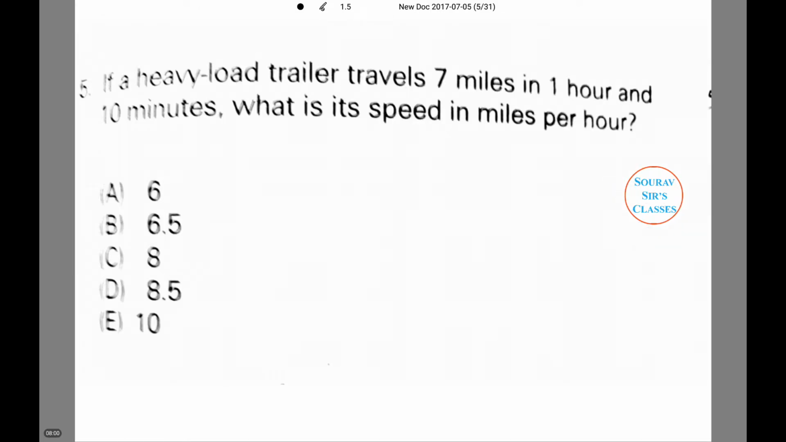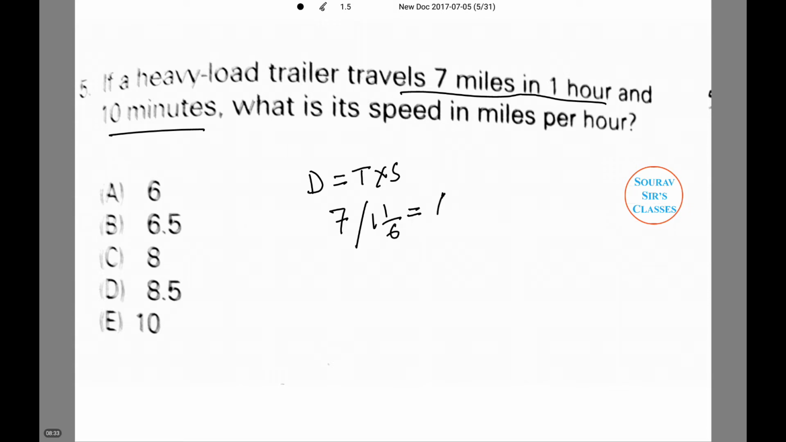Now next we have a question on speed, distance and time. We are given that the loaded trailer travels 7 miles in 1 hour and 10 minutes. Therefore we know distance equals rate into time, that is speed into time. Thus any problem with terms like speed or miles per hour can be typically solved by dividing 7 by 1 by 6, which is 1 hour and 10 minutes written as a mixed number, and this equals 6. Thus the answer is option number A.